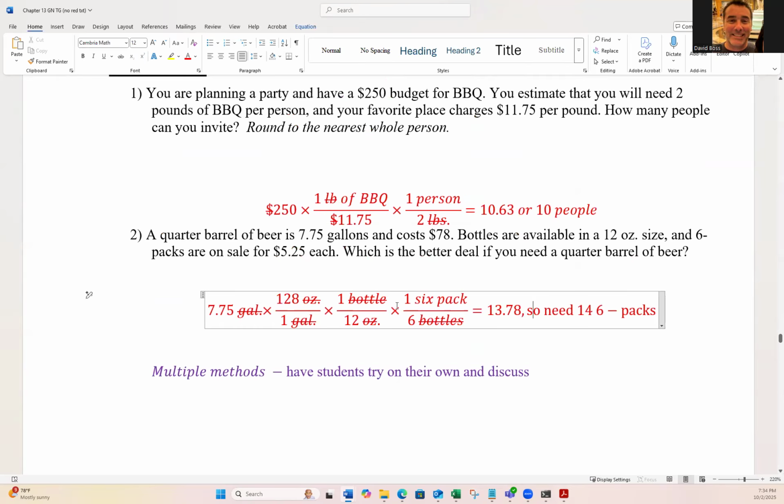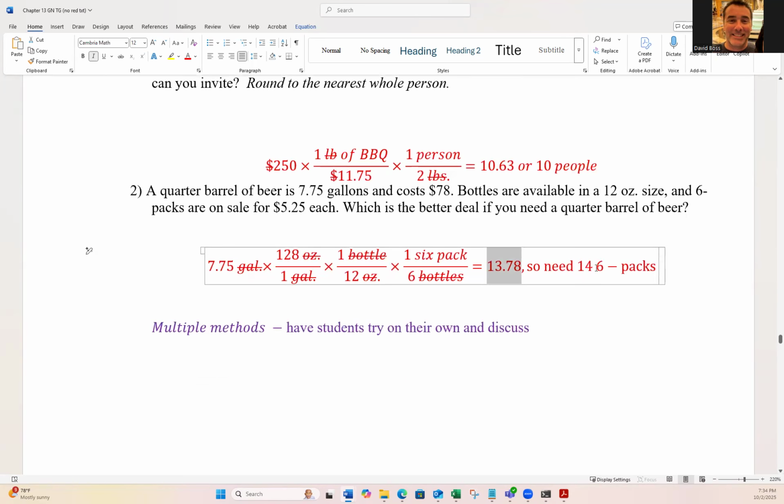Okay, so the reason we don't include price just yet is because we have to see how much the equivalent six packs would cost. So we do all this, and we end up with 13.78 six packs needed. So 14 six packs. We need 14 six packs.